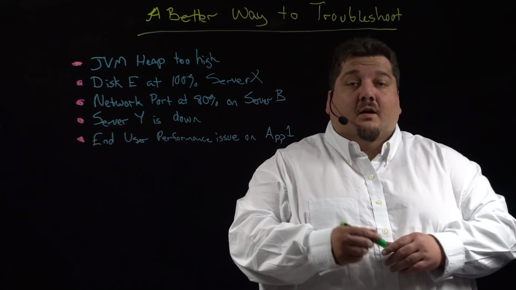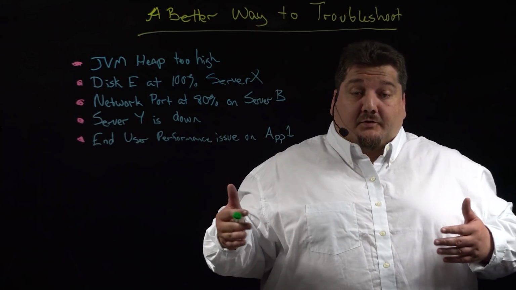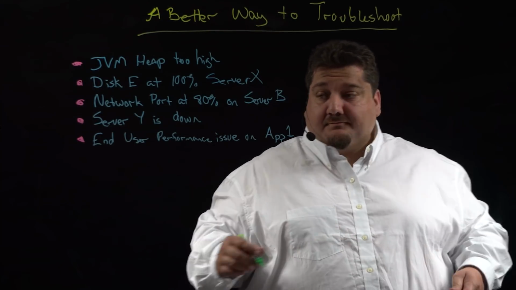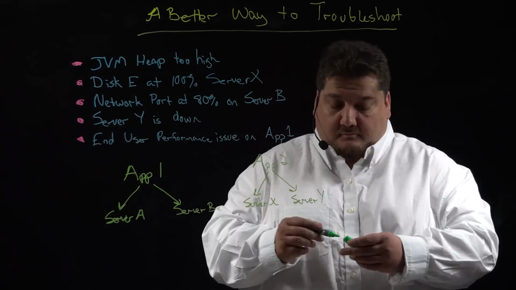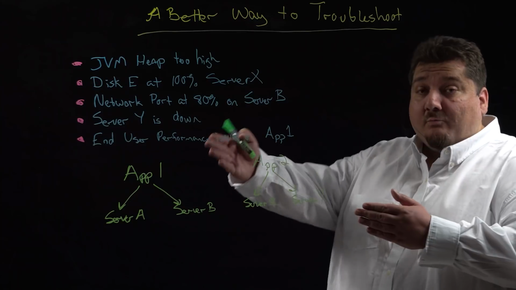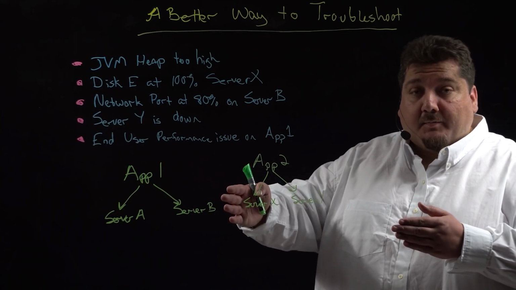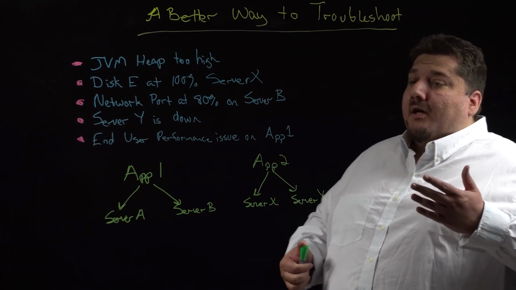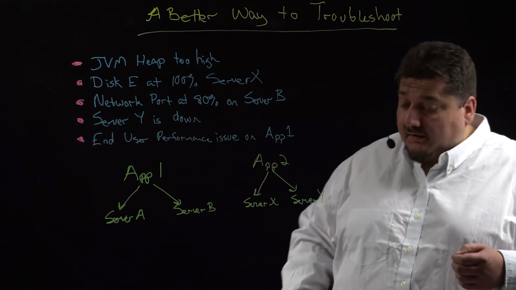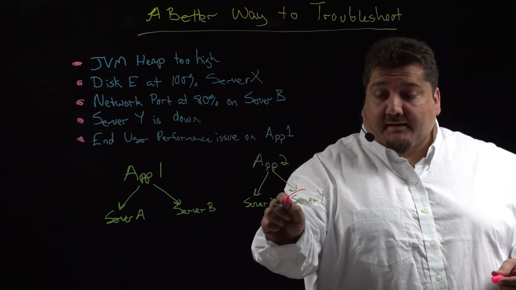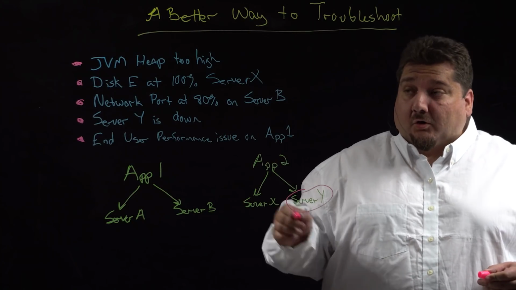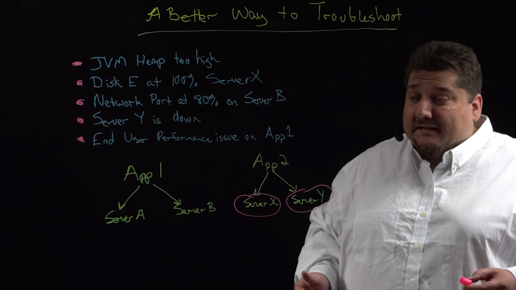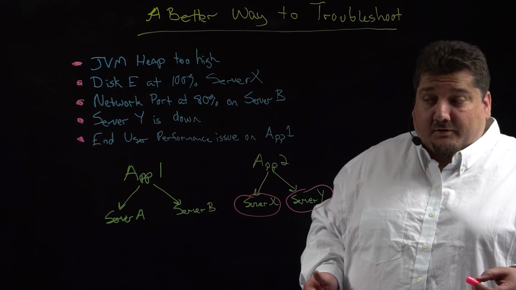Well, we can start to map some of these servers to the applications that they support. What we end up finding is that we have app 1 and app 2. App 1 has server A and server B associated with it. App 2 has server X and server Y associated with it. So what does that tell us? If server Y is completely down, and we have a disk that is full on server X, those sound like some pretty serious issues, right? So maybe we might want to look at those things first.